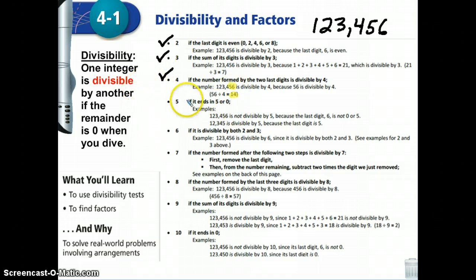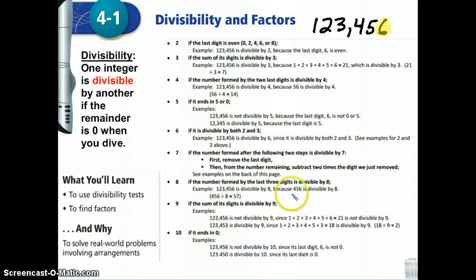Now, how do we know if it's divisible by 5? If something is divisible by 5, it has to end in a 5 or a 0. So this number, unfortunately, ends in a 6, so we know that it is not divisible. Now let's say we took off this 6 and just made it 12,345. It ends in a 5, so it is divisible by 5. So there's an example that works and an example that does not work for the number 5.